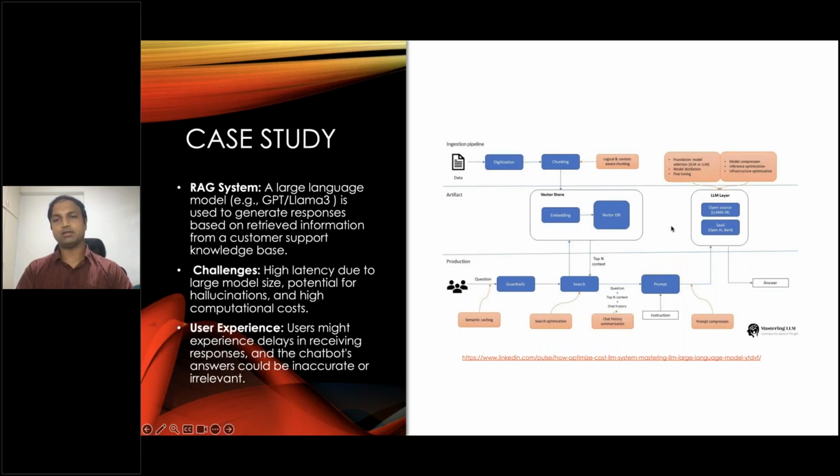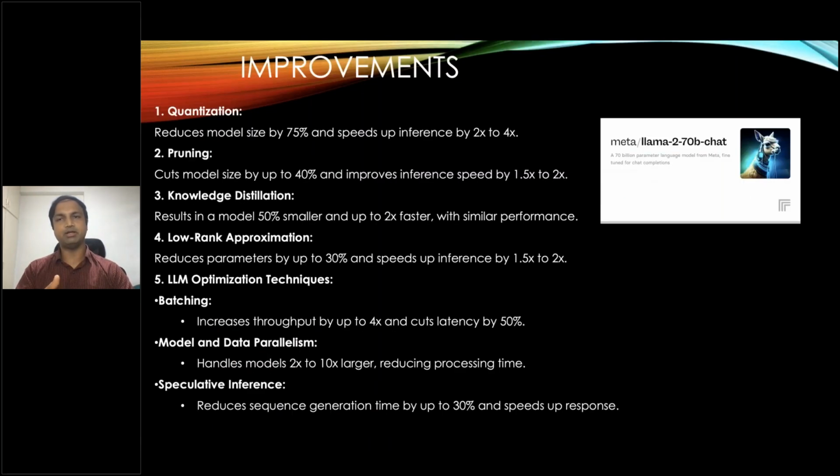In the LLM layer, in the vector database layer, and in the prompt compression layer itself. If I look at the improvements that we have made, we used the Llama 2 70 billion chat because we wanted to find a good model, and we used a bunch of these techniques. With quantization, we reduced the model size by 75% in our existing hardware. We also tried pruning and found that it helps 40%. Distillation helped in model size reduction by 50%, and the LoRA was 30%.